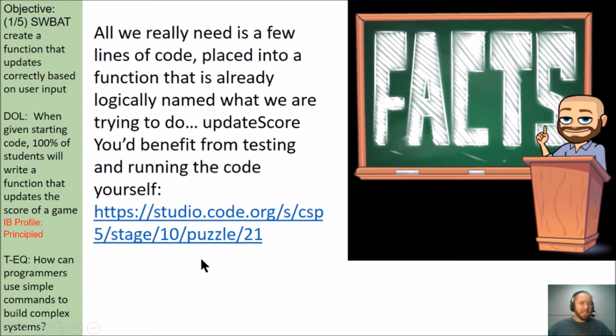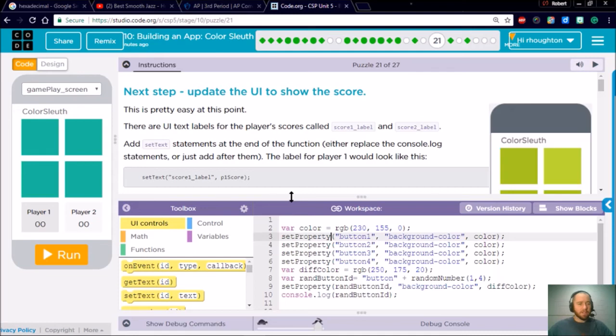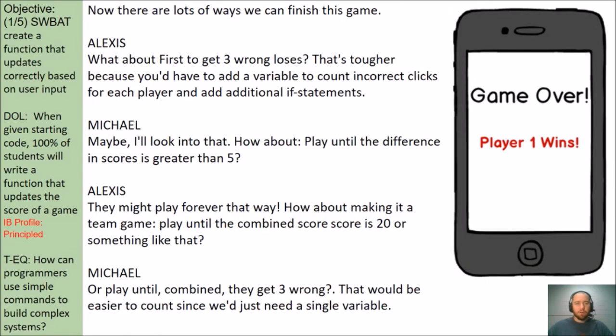And all we really need is a few lines of code placed into a function that is already logically named what we're trying to do. Update score. You'd benefit from testing and running the code yourself, so that's another reason to go to this link and start trying to create on your own here. And just to be sure you've typed in the correct link, we are on bubble 21 right here. So back to the lesson here, we're almost done.